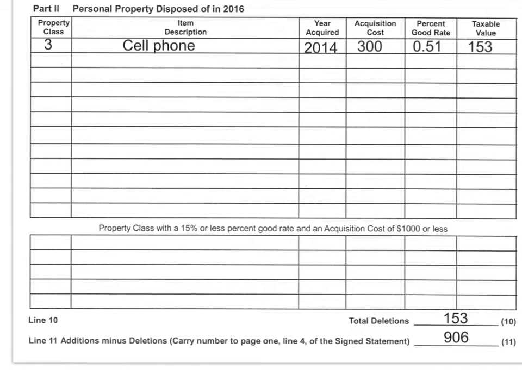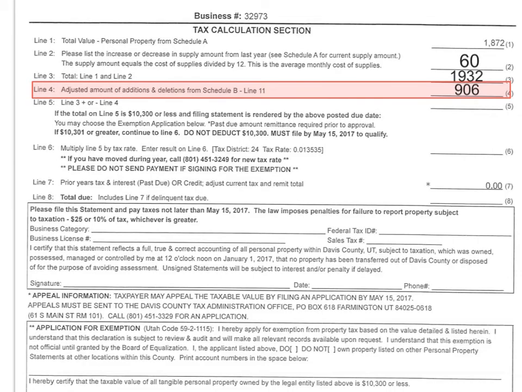You will take the cost of all of your acquisitions, subtract all of your disposals, and that becomes the additional value that you will be listing on line 4. In this example, it is $906. That is the amount we will transfer to the front page of the filing statement. As you can see, we have transferred the $906 to line 4 of the filing statement.